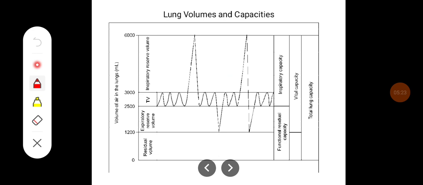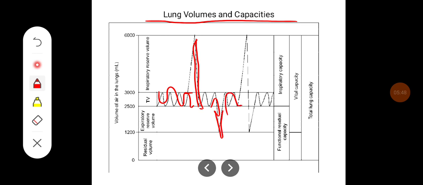So this is the graph showing various lung volumes and capacities. So here you can note down the tidal volume. This is the inspiratory reserve volume. This is the inspiratory capacity, that is inspiratory reserve volume plus tidal volume. So then this is expiratory reserve volume, and this is the vital capacity. And the vital capacity plus residual volume is total lung capacity.